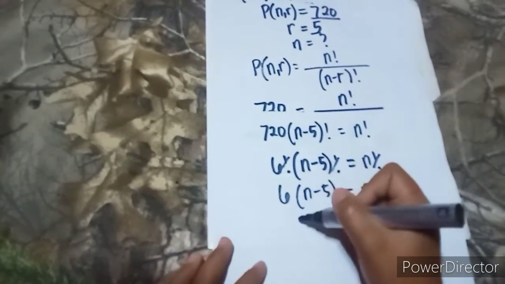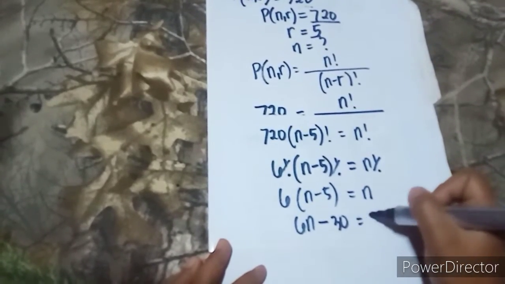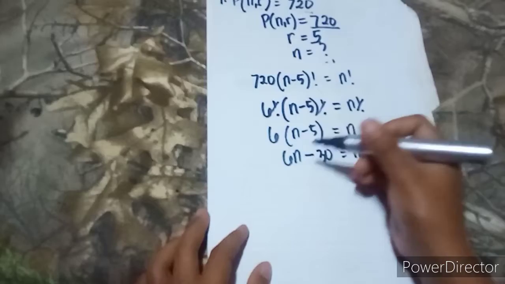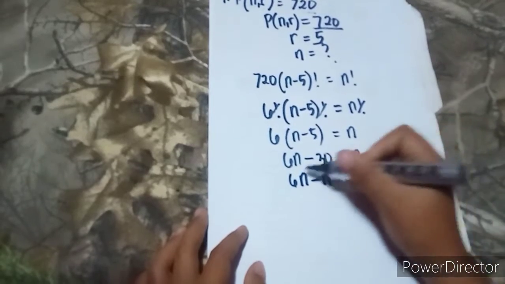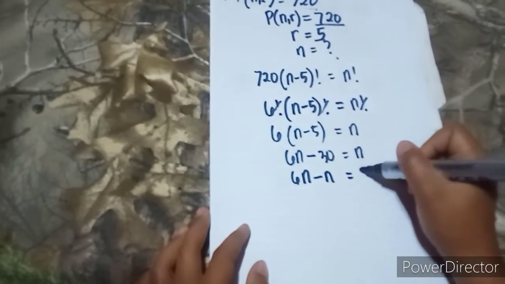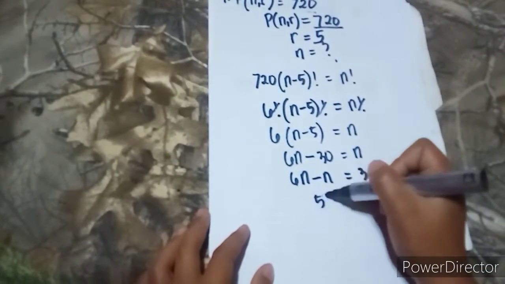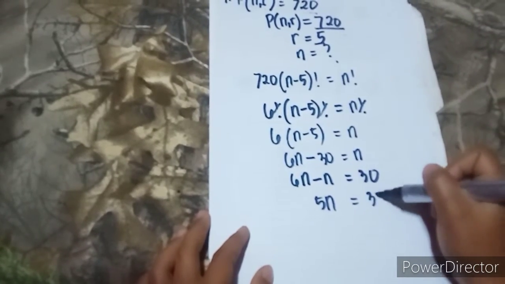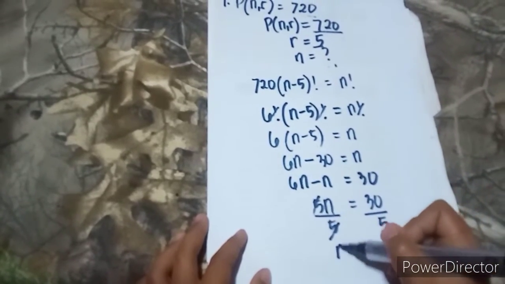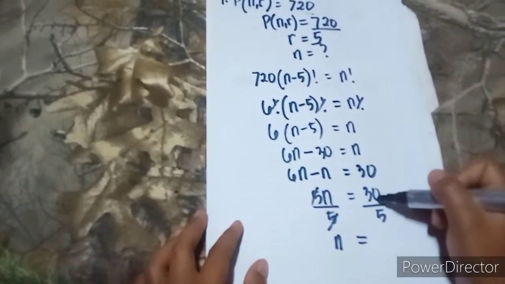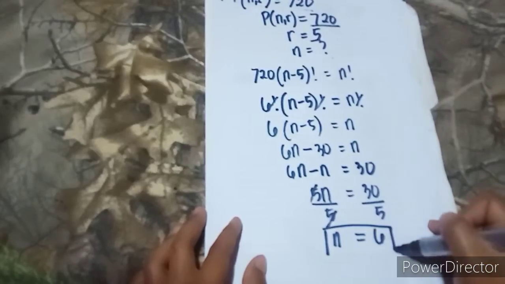So 6 times n, we have 6n. 6 times negative 5, we have negative 30 is equal to n. So combine like terms, we can get 6n minus n is equal to, transpose negative 30, we have positive 30. So 6n minus n, we have 5n is equal to 30. So divide by 5, cancel 5. So we can get now n is equal to 30 divided by 5, which is equal to 6. So our n is 6.